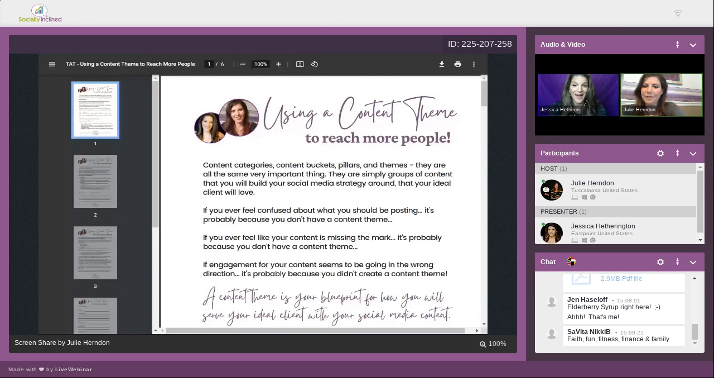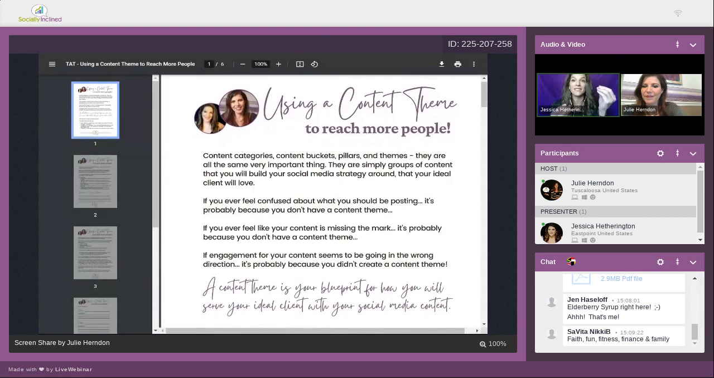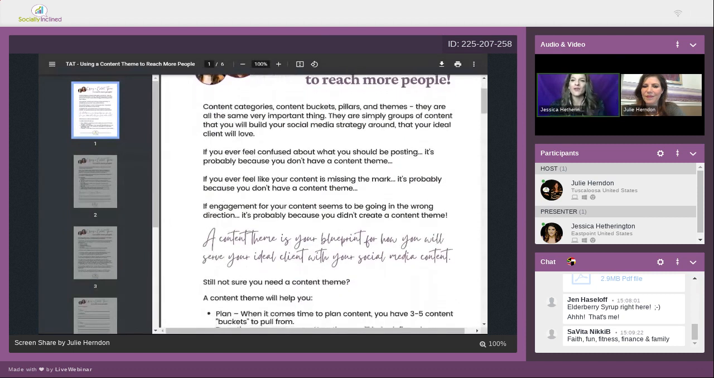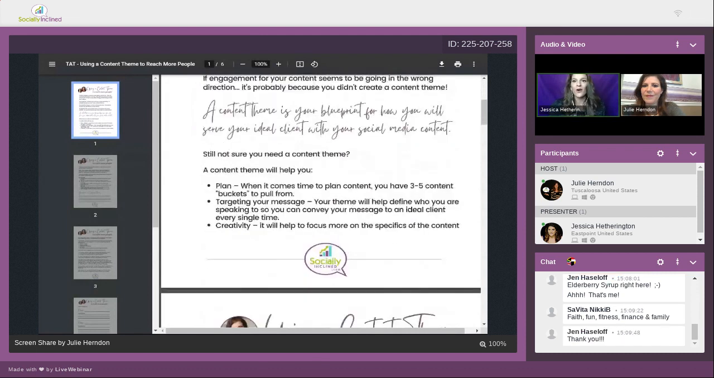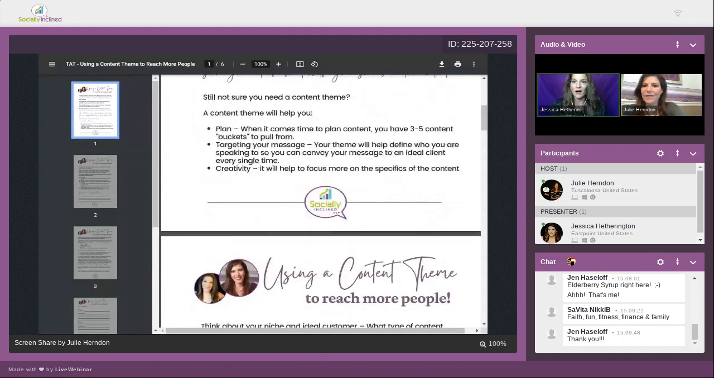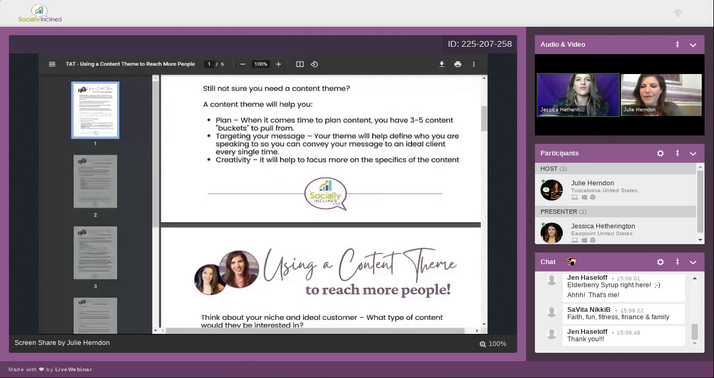And right off the bat, I love this elderberry syrup that Jen sells. That is such a wonderful place to start, because that is very specific. But not everyone is going to need elderberry syrup all the time. So her content theme would obviously encompass wellness, immunity, and then we want you to bring in other parts of your life that are going to be relevant to your ideal client.